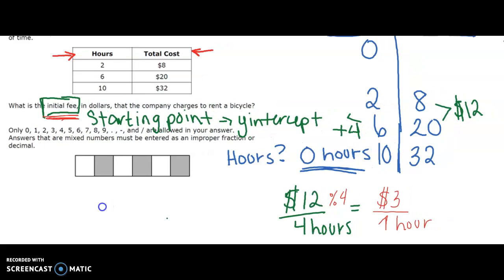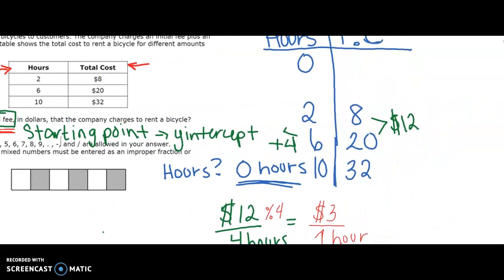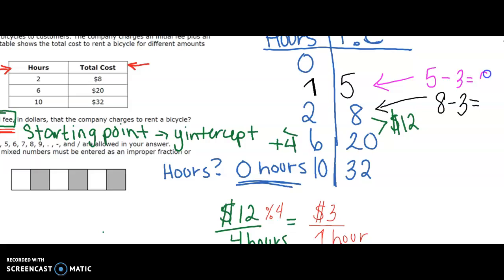So I'm going to use that information to work backwards over here. I don't know how much they charge me for 1 hour, but I know that at 2 hours it was 8. So I'm going to say 8 subtract 3 to go back. How much did they charge me? $5. And then I'm going to do the same thing to work backwards. I'm going to say 5 minus 3 is 2. So what is the initial fee? How much are they charging me to begin with? $2.